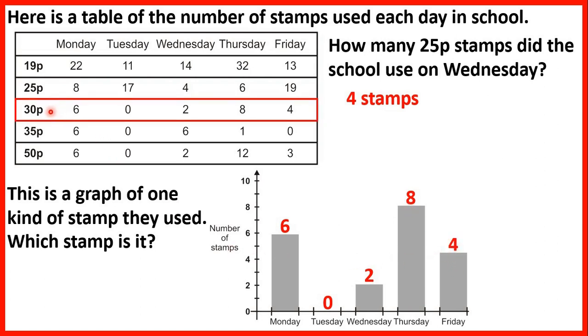So we can see that they must have used 30p stamps to draw the graph, because with 30p we have 6 on Monday, 0 on Tuesday, 2 on Wednesday, 8 on Thursday, and 4 on Friday. So this graph is a graph for the 30p stamp.